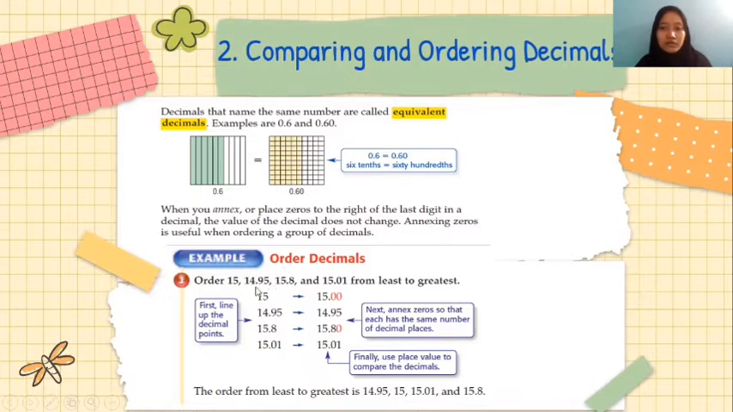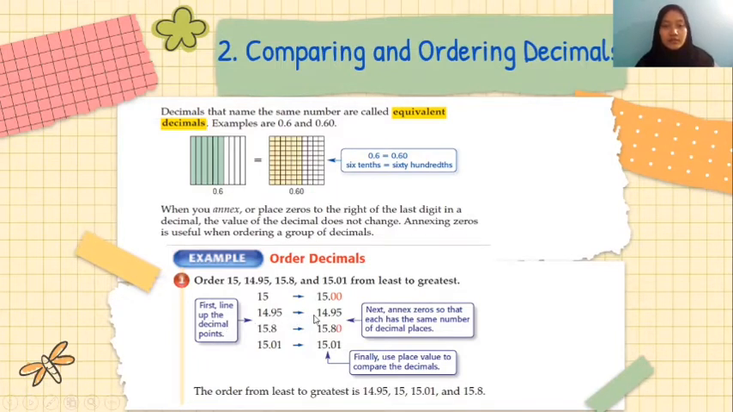Order decimals. Order 14.95, 15, 15.8, and 15.01 from least to greatest. 15 is 15, annex 0. First, line up the decimal point.